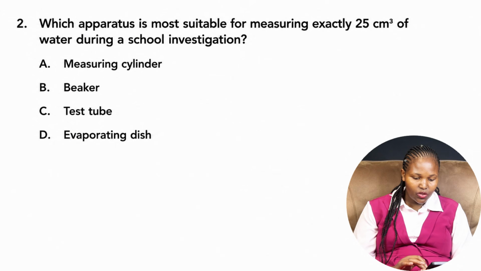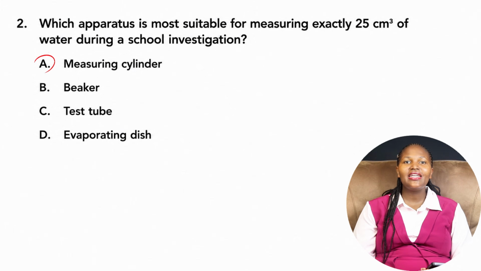Now, let us go to question 2. Question 2 asks, which apparatus is most suitable for measuring exactly 25 centimeters cubed of water during a school investigation? And we have a measuring cylinder option A, a beaker option B, a test tube option C, and an evaporating dish option D. Now, the correct answer here is A, a measuring cylinder.